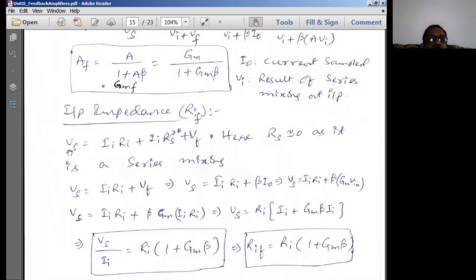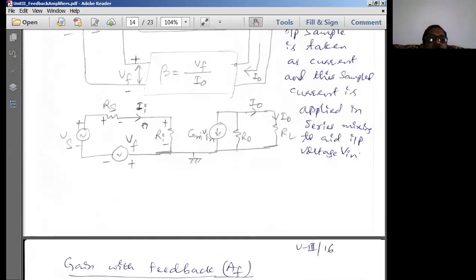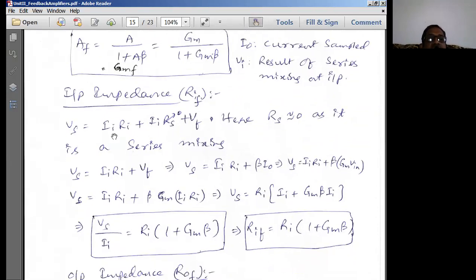So for input impedance, I can say Vs becomes equal to Ii Ri plus Ii Rs plus Vf. Now apply KVL to this loop. When you apply KVL to this loop, what do we get? It is a rise in potential Vs, minus Ii Rs, minus Ii Ri, minus Vf equal to 0. So I can write this as Ii Ri plus Ii Rs plus Vf. Rs is taken as equal to 0 because it is series mixing.